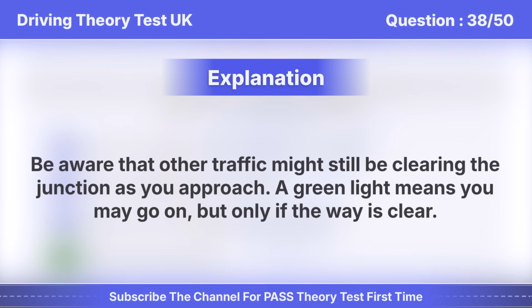Be aware that other traffic might still be clearing the junction as you approach. A green light means you may go on, but only if the way is clear.